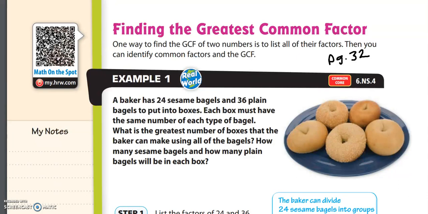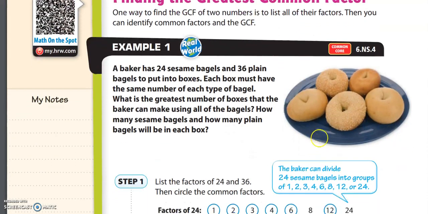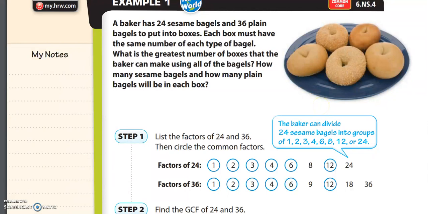One way to find the GCF of two numbers is to list all their factors. Then you can identify common factors and the greatest common factor. Example 1. A baker has 24 sesame seed bagels and 36 plain bagels to put into boxes. Each box must have the same number of each type of bagel. What is the greatest number of boxes that the baker can make using all of the bagels? How many sesame bagels and how many plain bagels will be in each box?